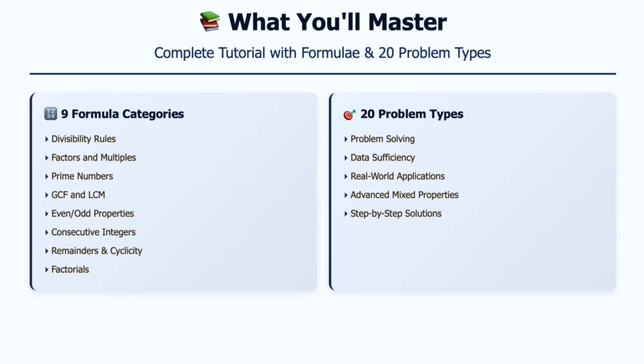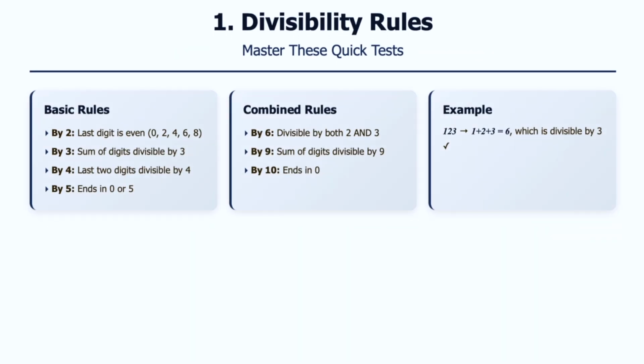Here's our roadmap. We'll start with essential formulae across 9 core categories, from divisibility rules to factorials. Then, we'll apply these concepts through 20 GMAT-style problems, including problem solving and data sufficiency questions. Ready? Let's dive in. Let's start with divisibility rules, one of the most tested topics.